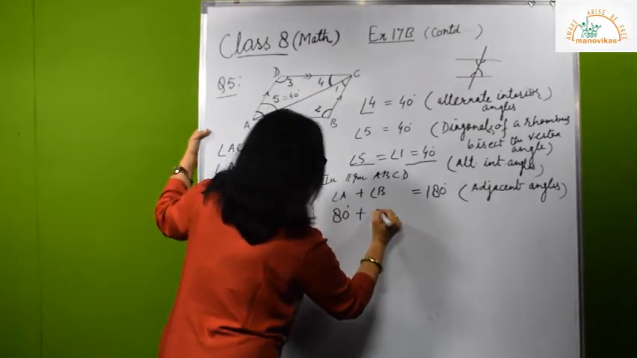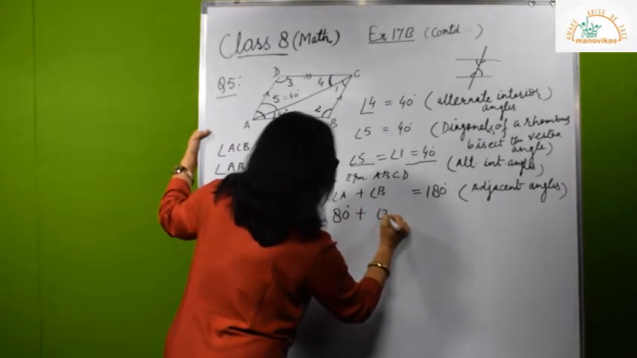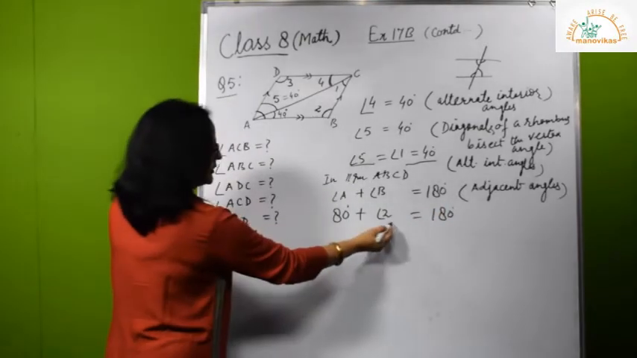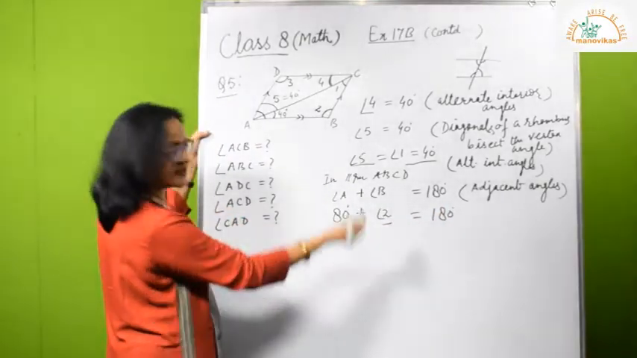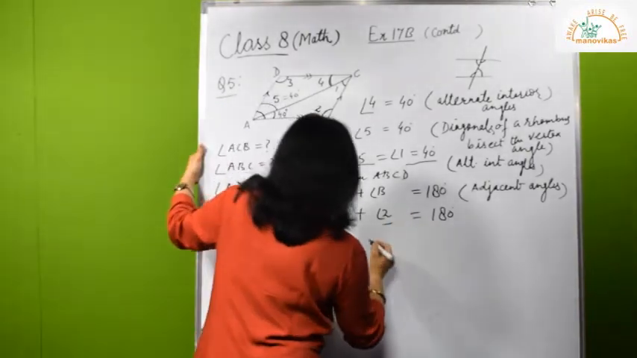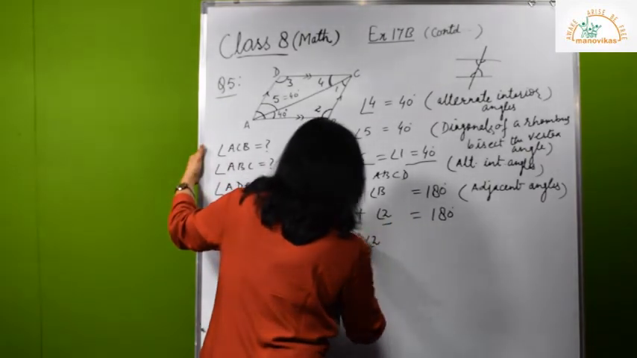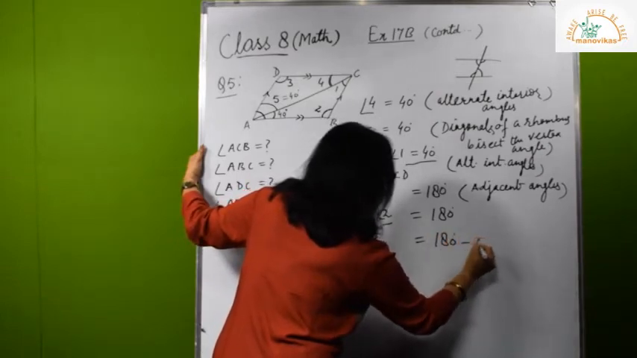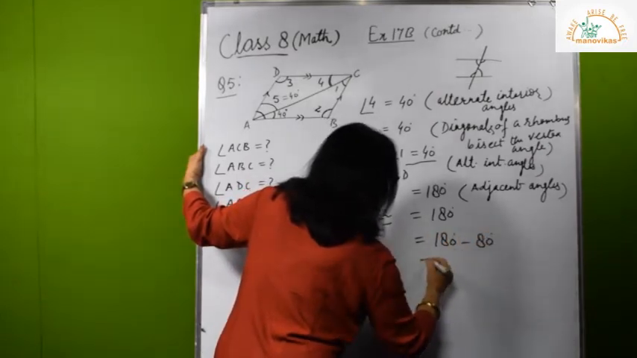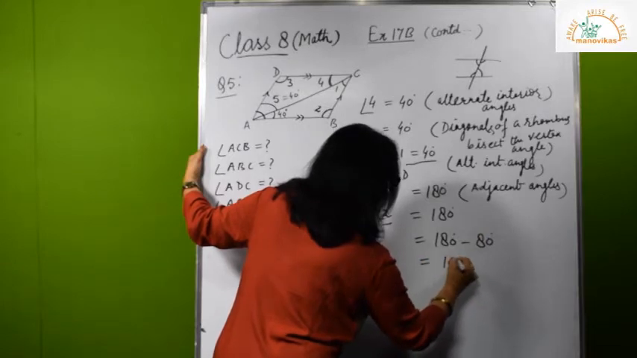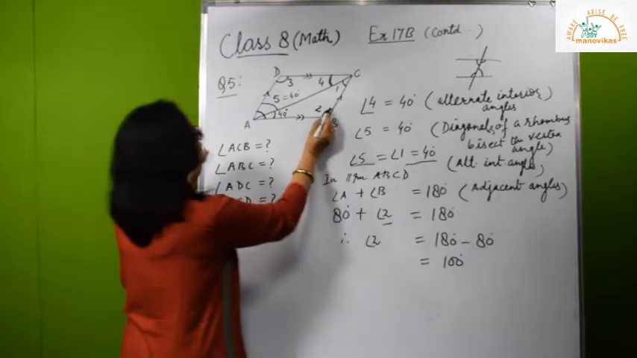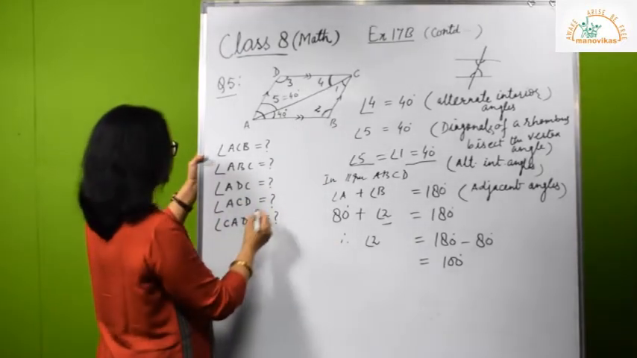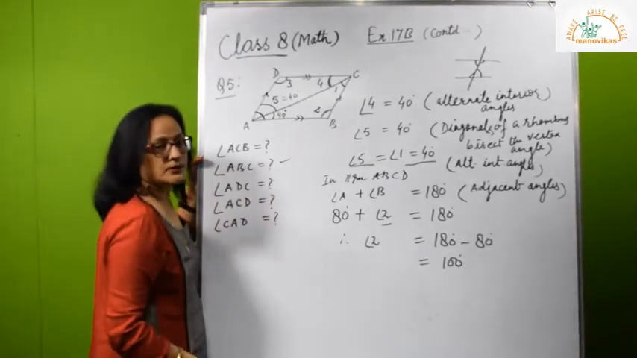B we have to find. B means angle 2. This is equal to 180 degree. Now angle 2 is to find, so 80 degree we will transpose on the right hand side. Therefore angle 2 is equal to 180 degree minus 80 degree, and this is equal to 100 degree. So angle 2 we have found as 100 degree. Okay, that is angle ABC we have found.